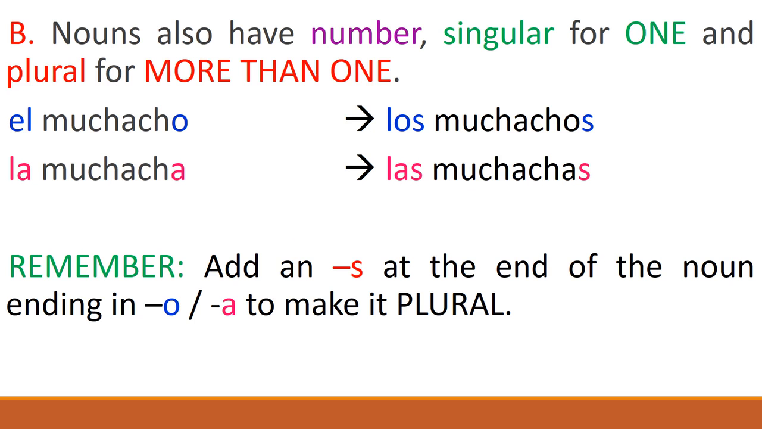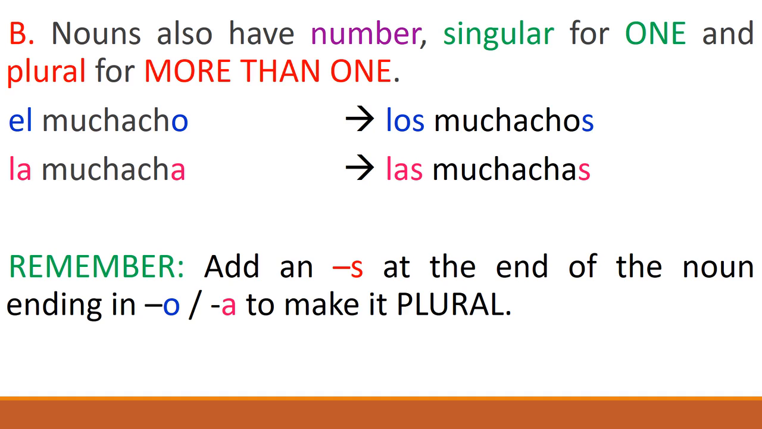Now let's move on to your letra B. Like in English, where nouns also have a number, in Spanish they do too. Singular, which you know is for one, and plural for more than one. We have an example, el muchacho, los muchachos, la muchacha, las muchachas. Now, something that you need to remember is that every time you have a noun ending with an O or an A, in order to make it plural, you're going to have to add an S at the end.